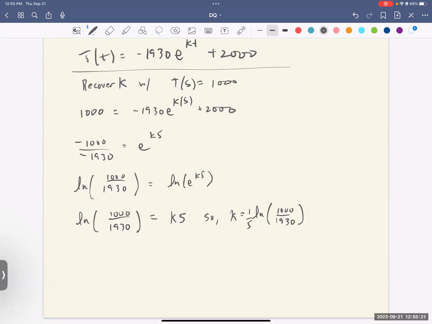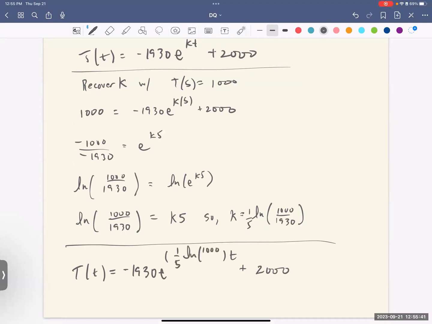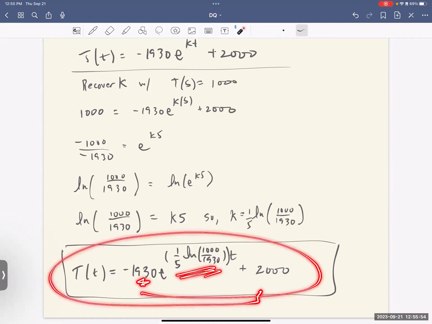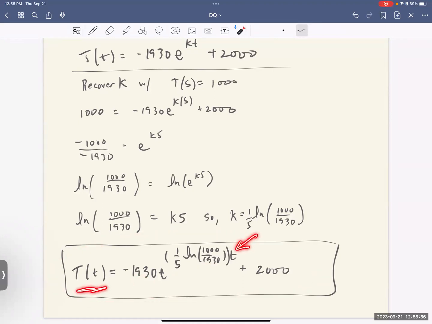Okay, so then our explicit solution is big T of little t is A, which was negative 1930, e to the K times t plus 2000, and K is a fifth natural log of 1000 divided by 1930. Great. And there's our explicit solution. Now that you have A and now that you have K, this is good for inputting time and outputting temperature of the diploma.